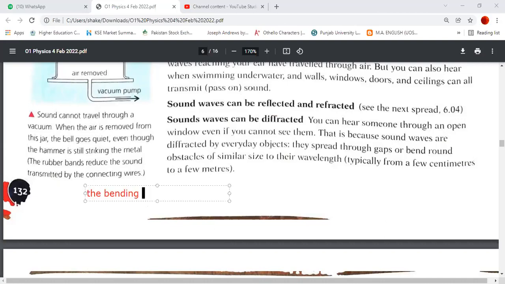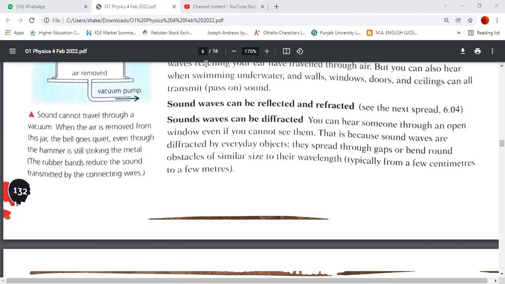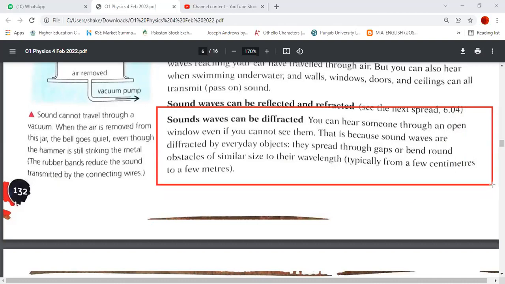So the bending of waves when they travel from one medium to the other medium is called refraction. Anyhow, you will be getting the detail of this. Since sound is a wave, sound waves have the phenomenon of refraction attached to them. So sound waves can be diffracted.